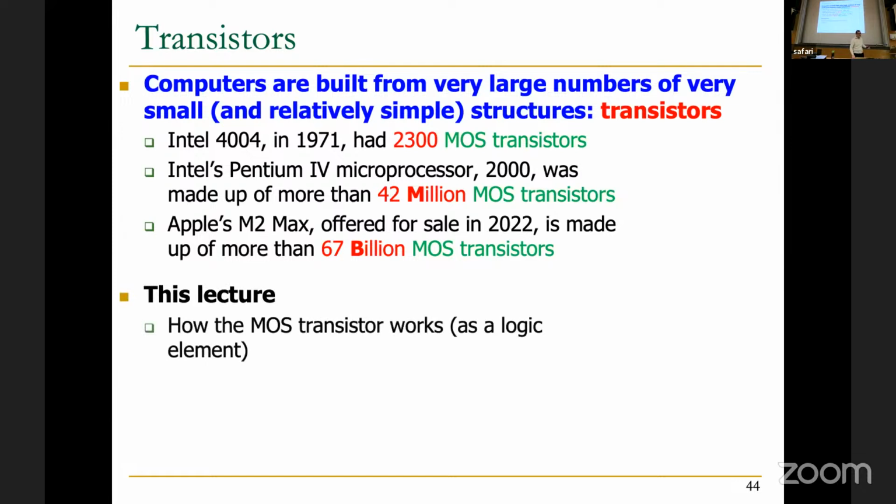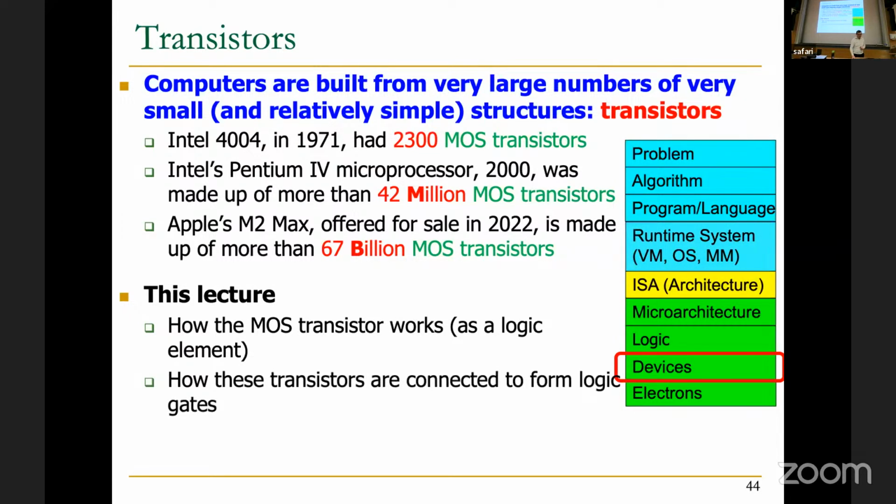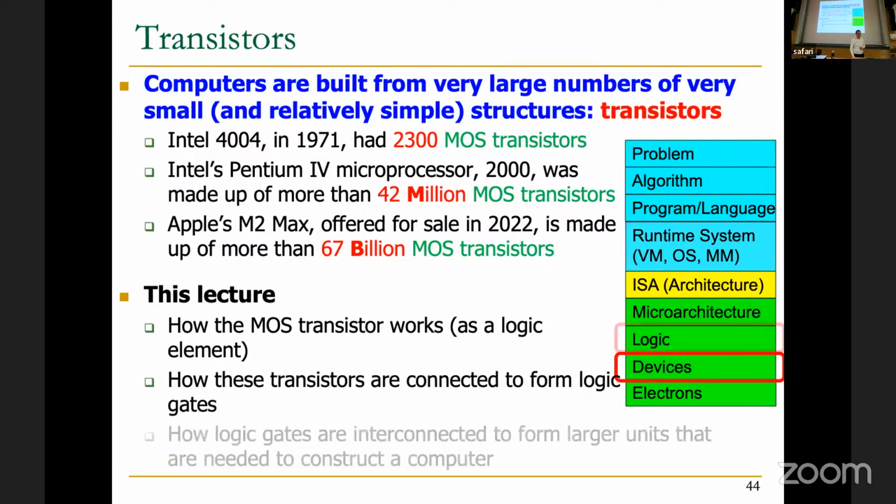So we're going to learn how the MOS transistor works as a logic element. I'm not going to go into the device level details. You will have to take a microelectronics design course. Those are also fascinating. So we'll start with this one: how these transistors are connected to form logic gates, and how logic gates are interconnected to form larger units that are needed to construct a computer.